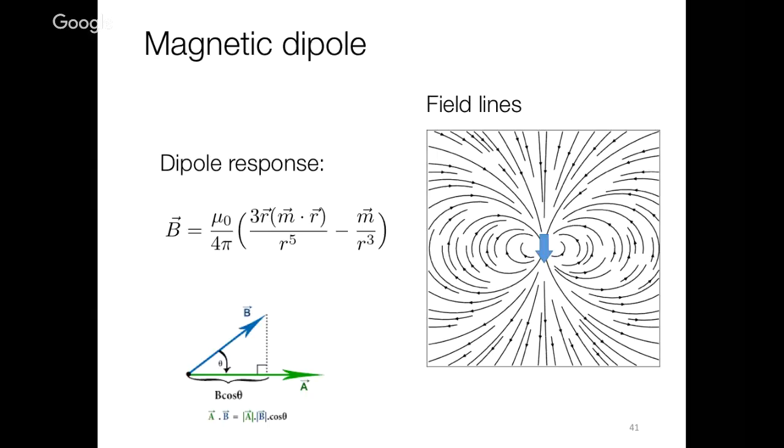The important thing about this, however, is that B varies as 1 over r cubed. There's an r here, so that's r squared, and r fifth. So this term is 1 over r cubed. That's a fundamental thing about dipoles, that the fields fall off as 1 over r cubed. So they get smaller. You double the distance, you reduce the amplitude by a factor of 8.